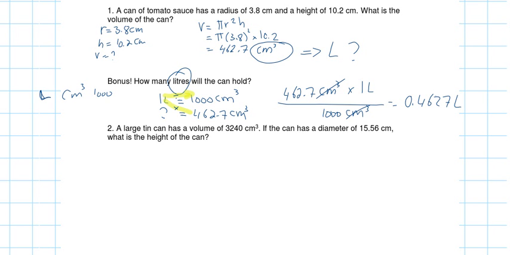Okay, so the second question is asking you: if a large tin can has a volume of 3,240 centimeter cubed, and the can has a diameter of 15.56 centimeters, what is the height of the can?